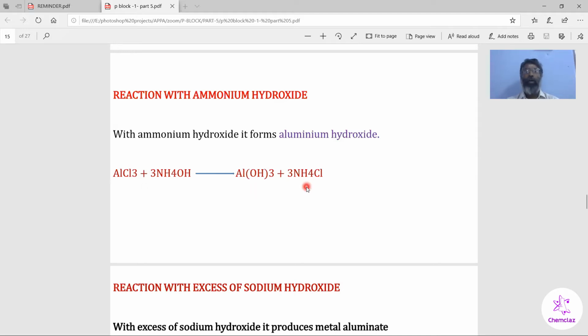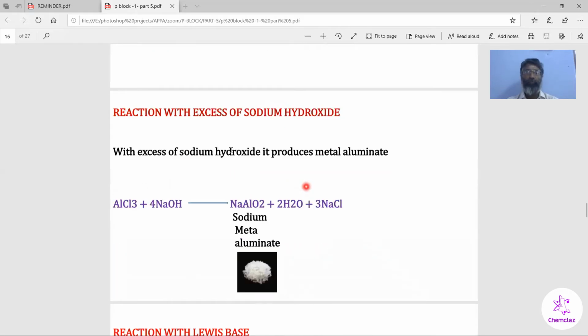But instead of a weak base, if we take a strong base, then the reaction mechanism is different. The product is sodium meta-aluminate. Aluminum chloride reacts with sodium hydroxide, which gives sodium meta-aluminate. Aluminum chloride reacts with a strong base, which gives sodium meta-aluminate, NaAlO2. So this is the appearance of sodium meta-aluminate.